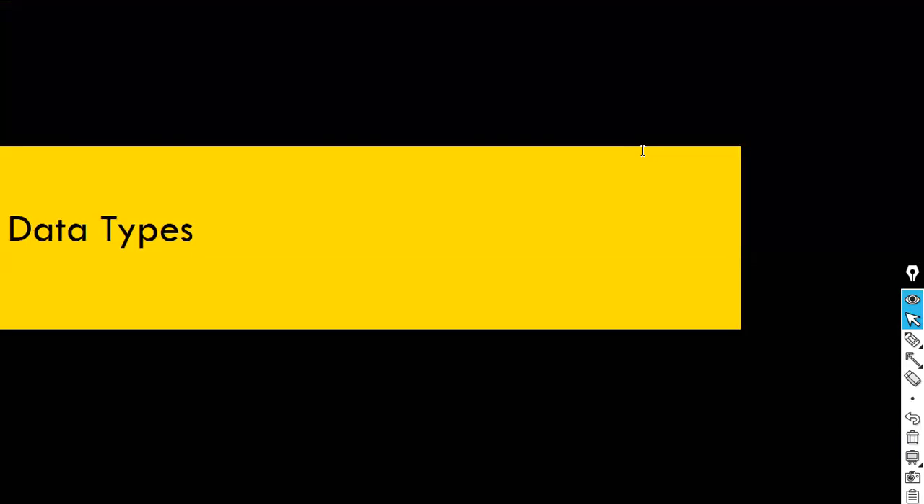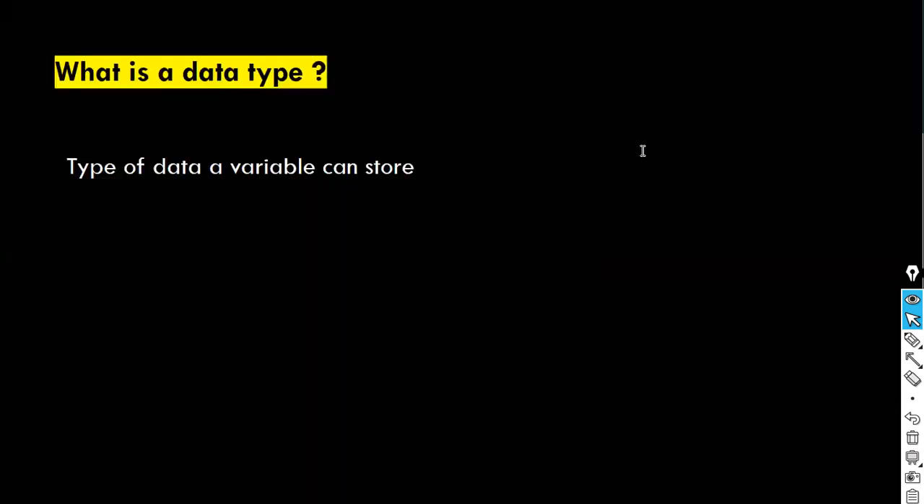So what data types are there in SQL Server? First of all, what is a data type? It's nothing but the type of the data a variable can store. For example, I have a variable by the name quantity. So what is the quantity variable?